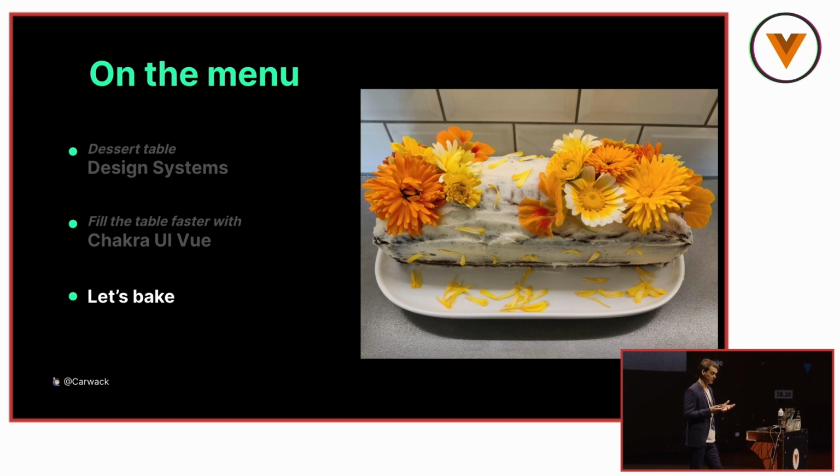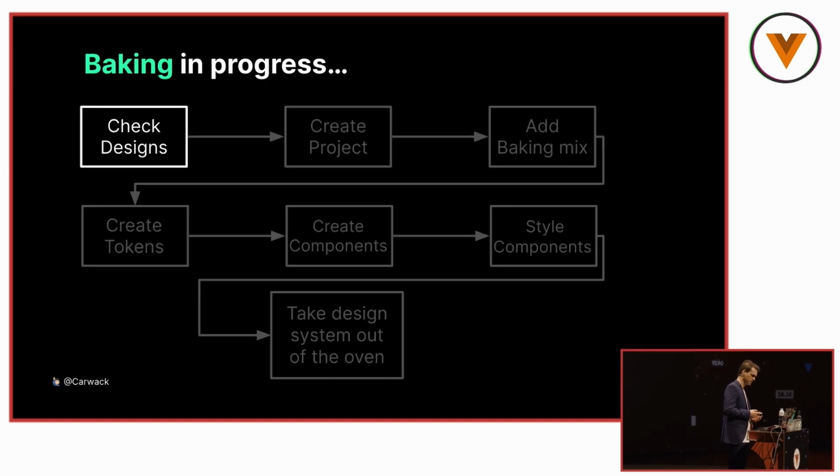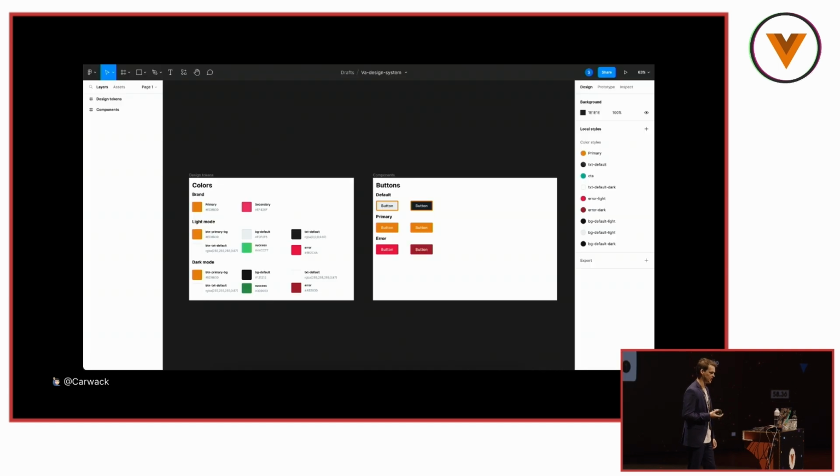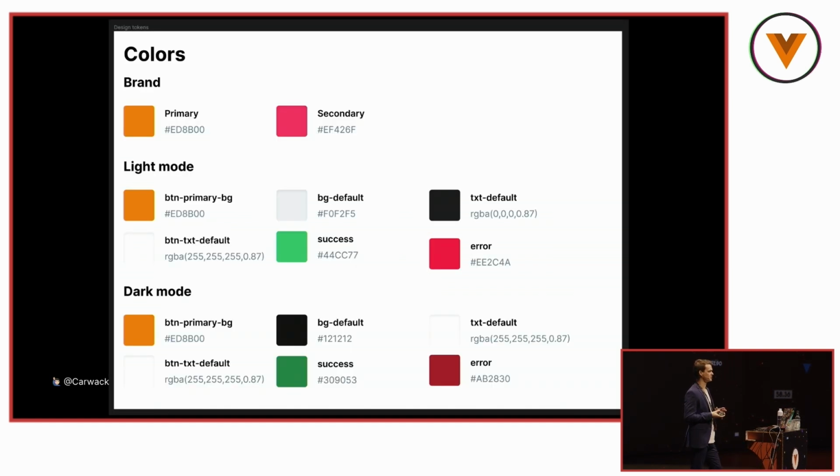OK, so let's do that, right? So the first thing that we have to do for baking our design system is, of course, check the designs. And I have a Figma file here. Don't worry, we'll zoom in on it. What we have here are some design tokens, like colors. We have tokens for primary and secondary colors, but also tokens for color mode, like light mode and dark mode.